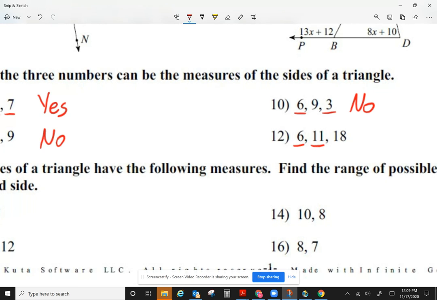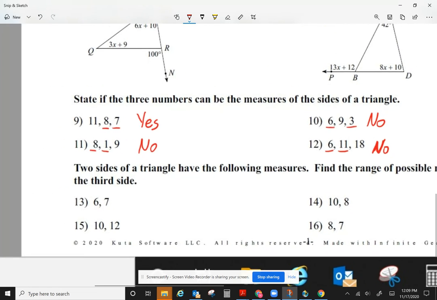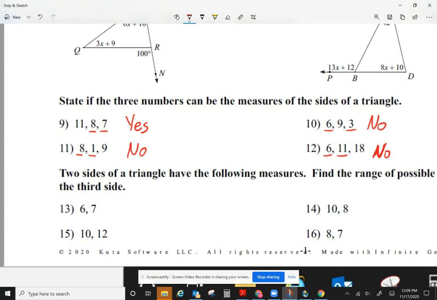What about 6 and 11? I'm adding the two small numbers. Is 6 plus 11 more than 18? Well, no. 6 plus 11 is 17. So you're going to be adding the two small numbers, and it has to be bigger than the third number. Don't forget to capitalize the first letter, so the N on the no or the Y on the yes.